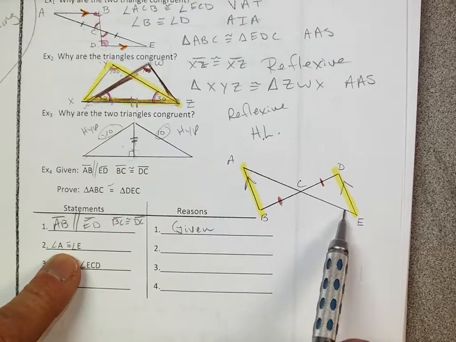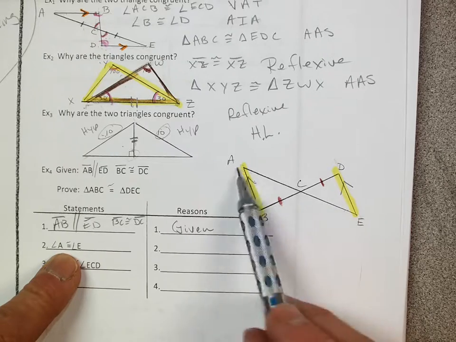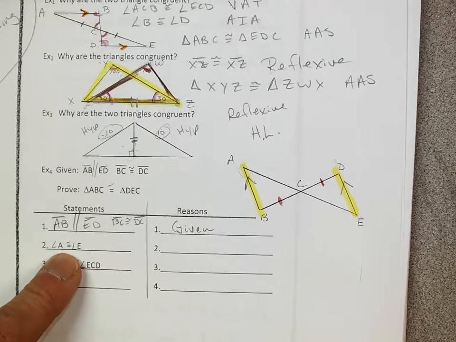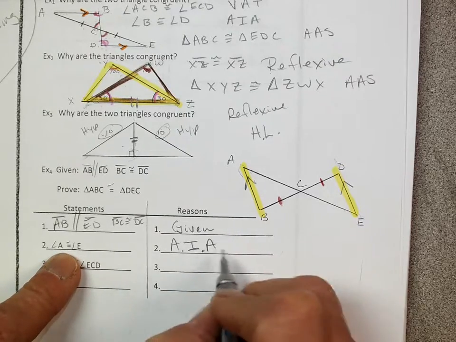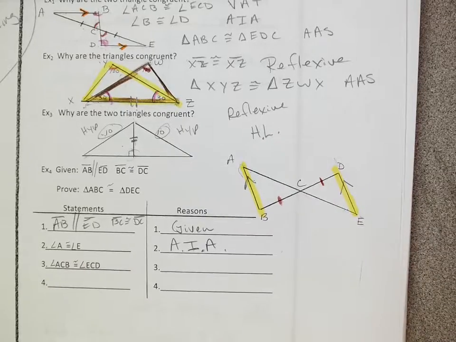Where did that come from? Angle A is congruent to angle E. Where did that come from? Oh, the Z. You guys see the Z? And we don't call it the Z. What do we call it? There you go. Alternate interior angles. Good job, Kurt. AIA, alternate interior angle. So let me mark that. So now I've got that one equal to that one. Good.